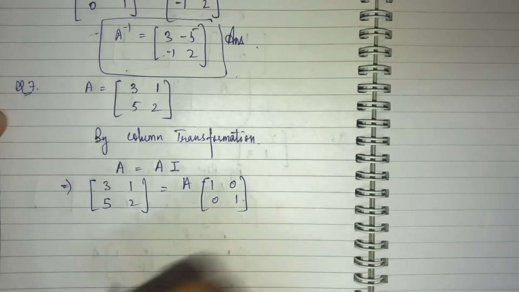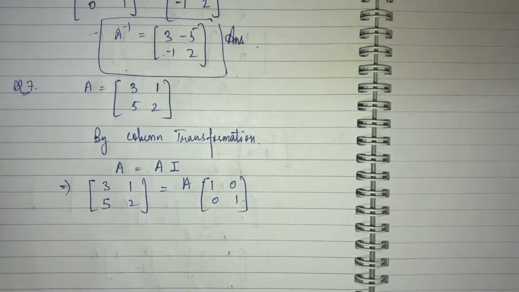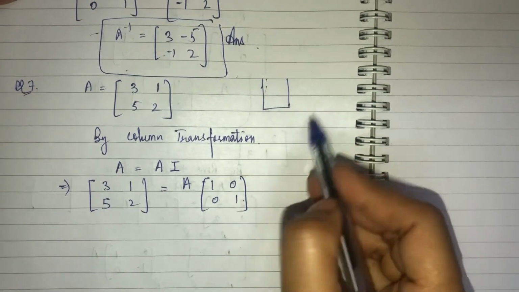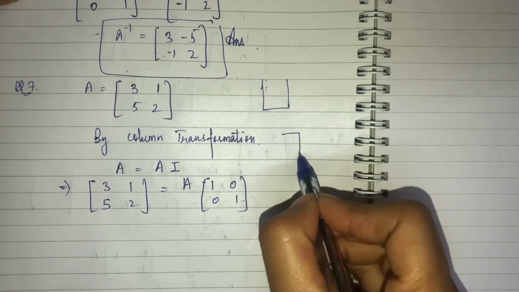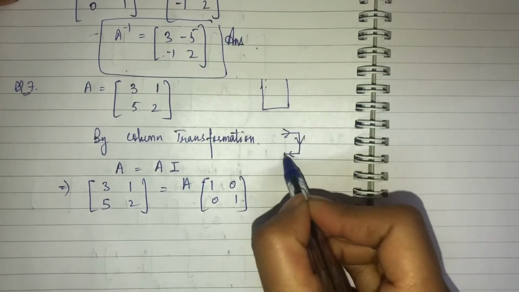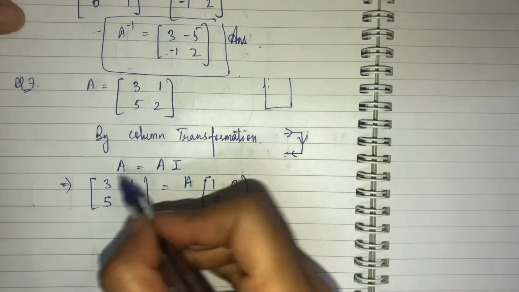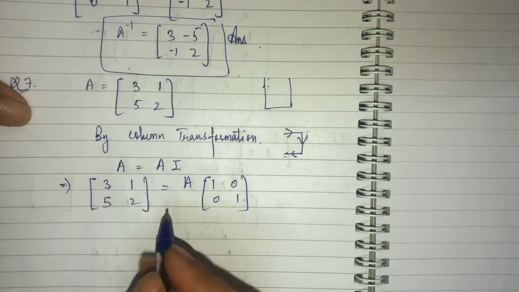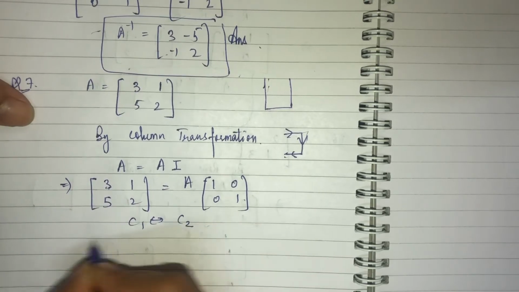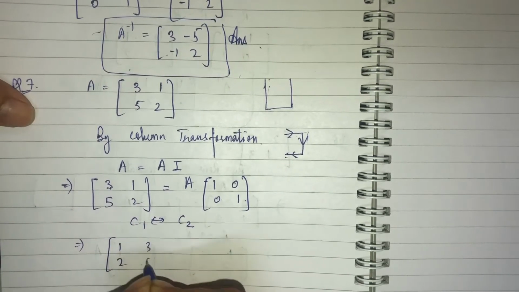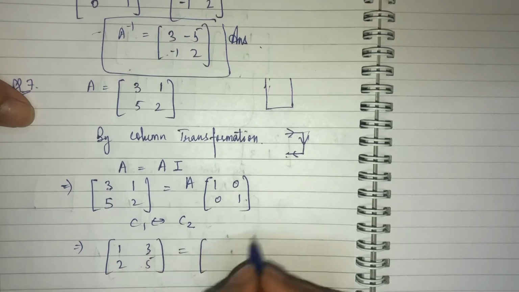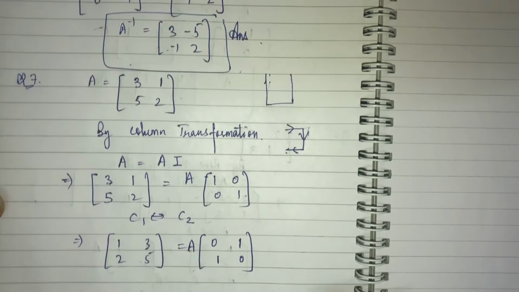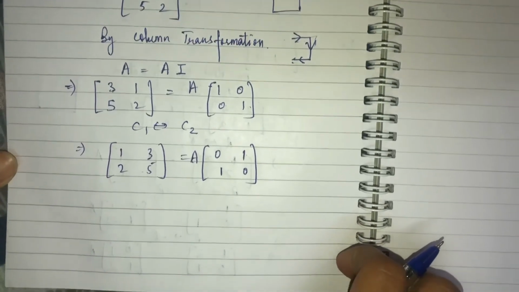Okay. But the main important thing is that वहाँ पे pattern ऐसे चला था like this, but in row transformation the pattern goes like this. See, okay. So here I want 1 first of all. So can I change the columns? Yes, I can do that. Columns interchange करते हैं C1 C2. So 1 2 3 5. And here also A as it is 0 1 1 0. ठीक है, right.